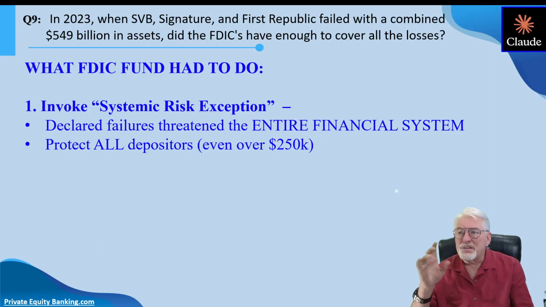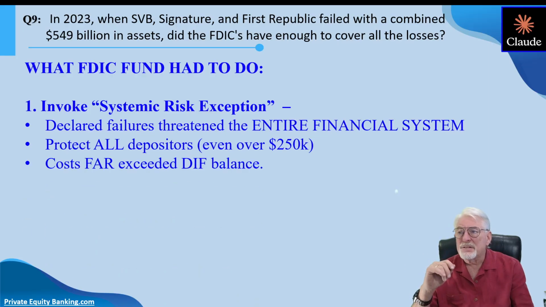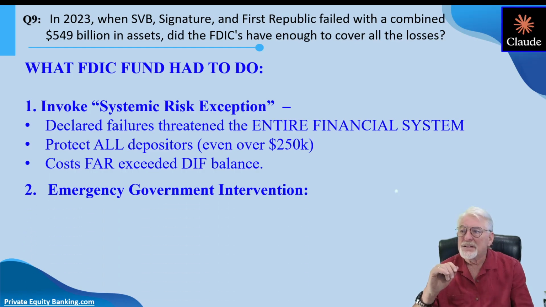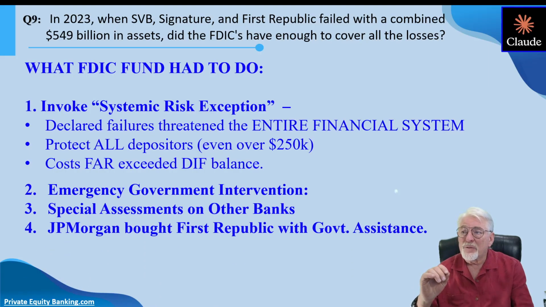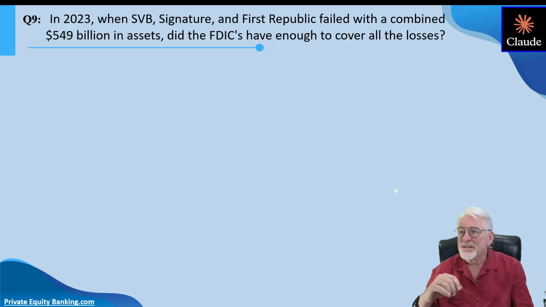Protect all depositors, even over $250,000. Cost far exceeded the DIF balance. Emergency government intervention, which is what Dodd-Frank was supposed to be there to eliminate, was emergency government intervention. Special assessments on other banks. JP Morgan bought First Republic with government assistance, as I just got through saying.